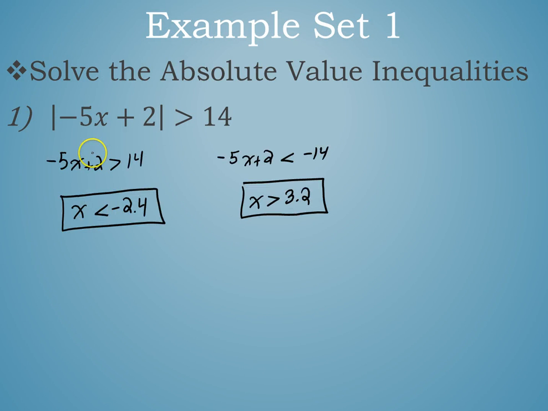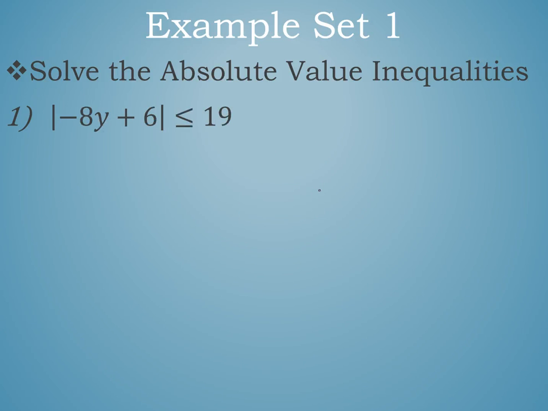Alright, so when you set up your two inequalities, you'll have negative 5x plus 2 is greater than 14, and negative 5x plus 2 is less than negative 14. Solve those, you'll get x is less than negative 2.4. Don't forget to flip this because we have a negative. You get x is greater than 3.2. Again, don't forget to flip because you're dividing by a negative. And again, since we're greater than, and our test values, like for example, negative 3 is less than negative 2.4, certainly not bigger than 3.2, that's how we know they're two separate answers. We cannot combine it into a compound.